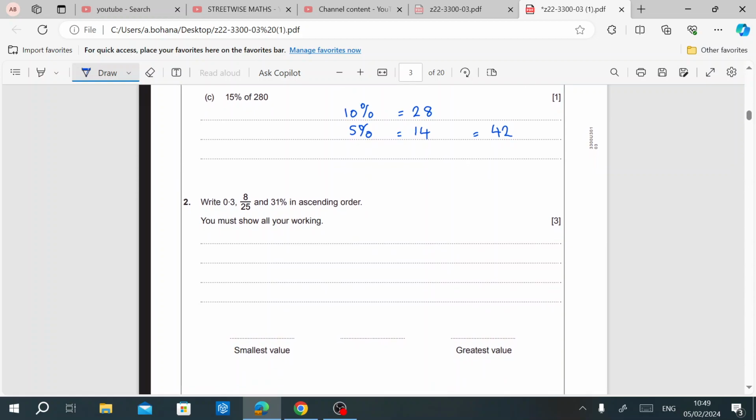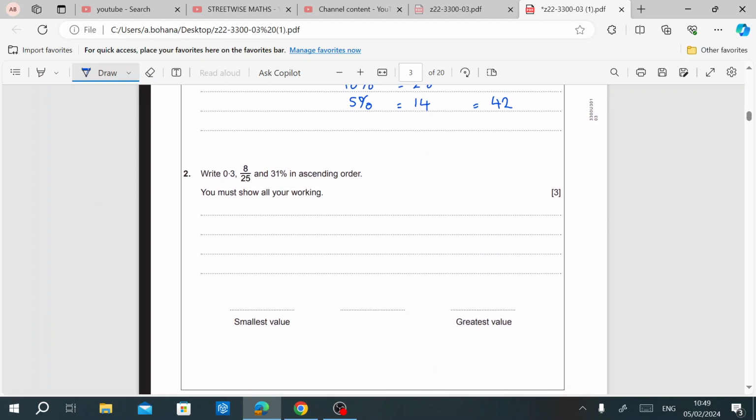And then question 2, write these in ascending order, so that's going to go up. So 0.3, what I tend to do is I'll do that first, 0.3. Now to convert that to a decimal, you know that percentages are going to be over 100. So 4 times 8 is 32. So the answer is going to be 0.32. Then, of course, 31% is 0.31. So the smallest value is 0.3. The next value is 0.31, so 31%. And the last one is going to be 8 over 25.